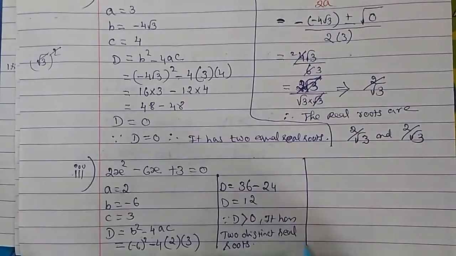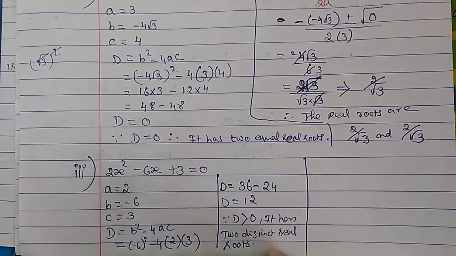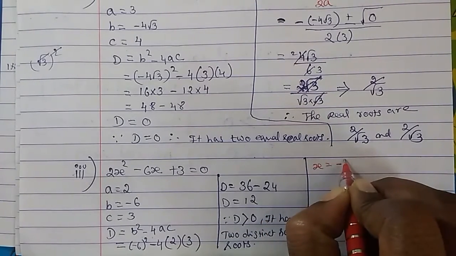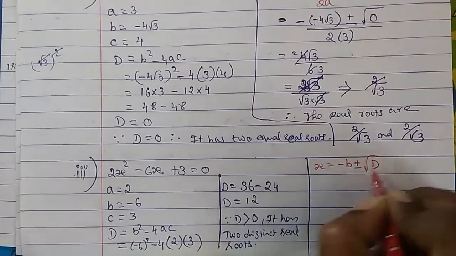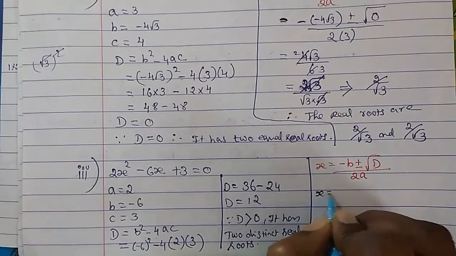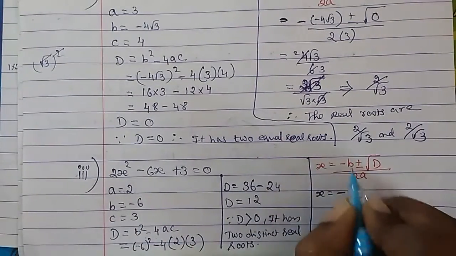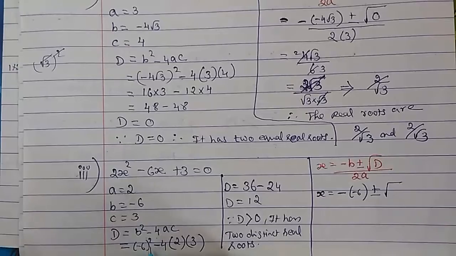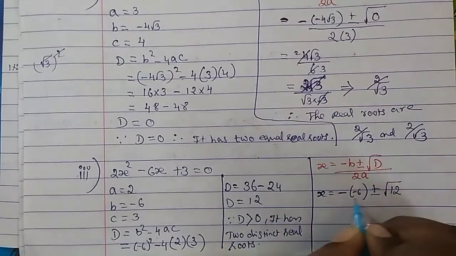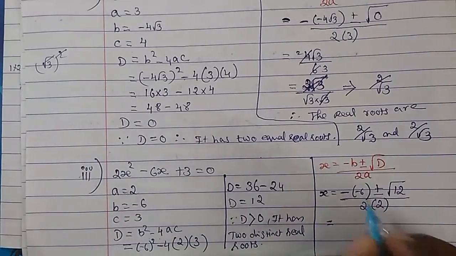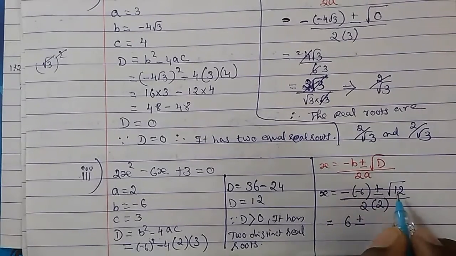In the introduction I told you, when d is greater than 0, it will have 2 answers, different answers. So now if the root is existing, we have to find out, and for that we have to use the quadratic formula, that is minus b plus or minus under root d upon 2a. So put the value here. Minus b means minus b value is minus 6 plus or minus d value is 12 and 2a value is 2.